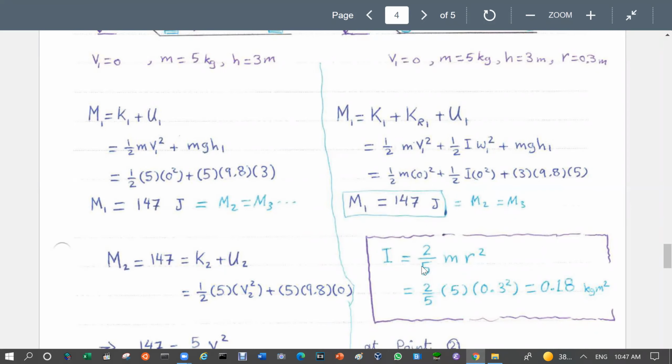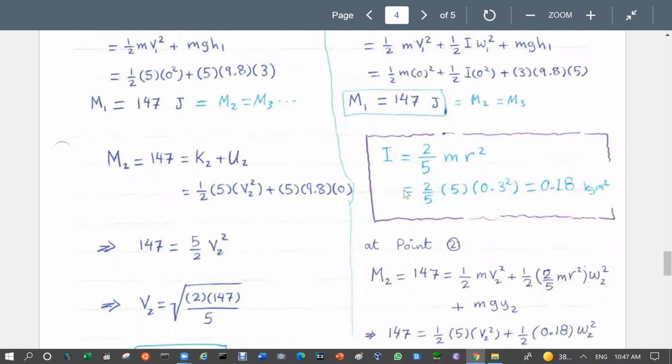Because we know that the mass is measured in kilograms, and it is multiplied by r squared, and r squared is meter squared, so the moment of inertia is kilogram meter squared. So we know I now. We know m. Okay, what do we need to continue solving?